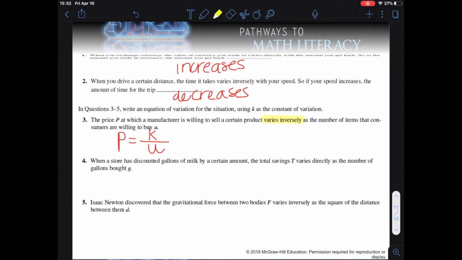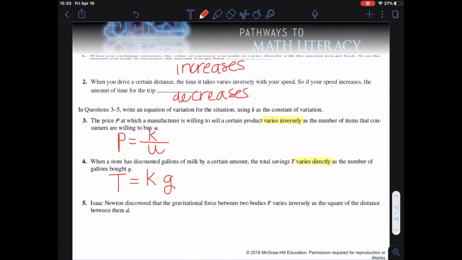Now, when a store has discounted gallons of milk by a certain amount, the total savings, T, varies directly as the number of gallons bought. So as the number of gallons increases, the total savings also increases. So T is our total savings. It varies directly with the number of gallons, G. So you multiply the constant by G.